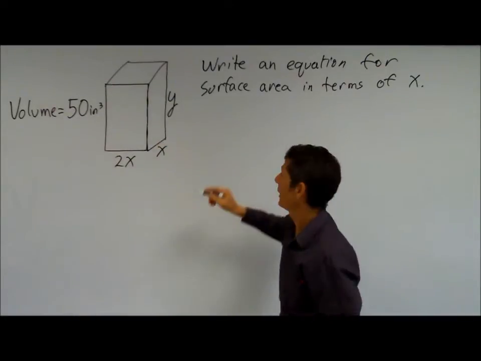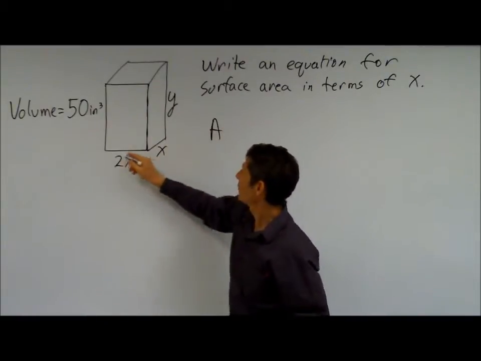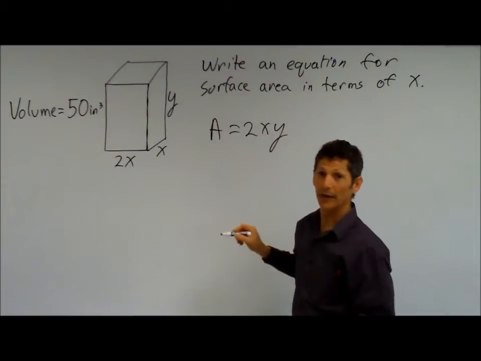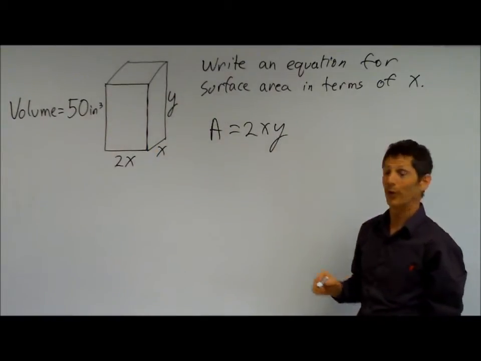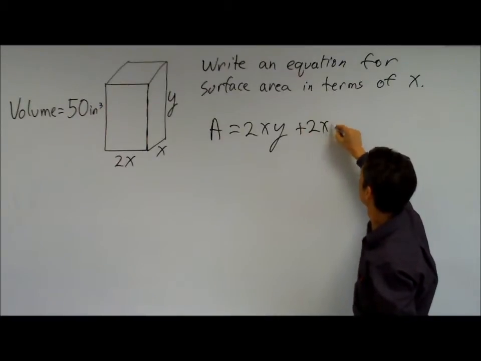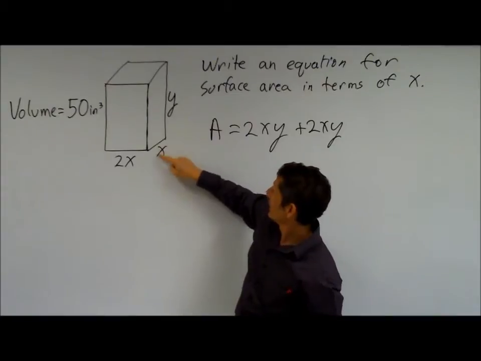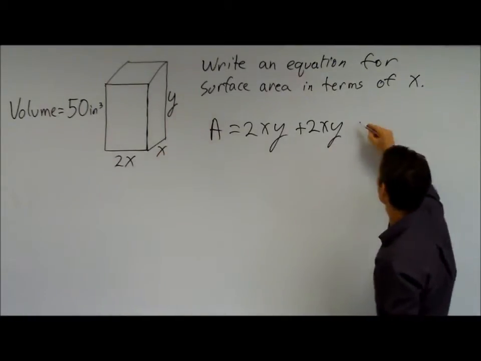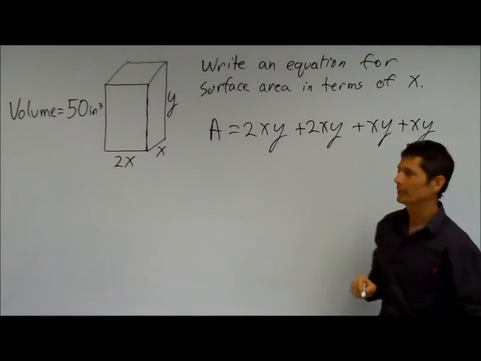I'm going to keep track of this. So my surface area, I'm just going to call it A for short, has a front 2xy, 2x times y. It has the same side behind it, also 2xy. It has this side right here, which is xy. One just like it on the other side, another xy. It's 4 sides so far.